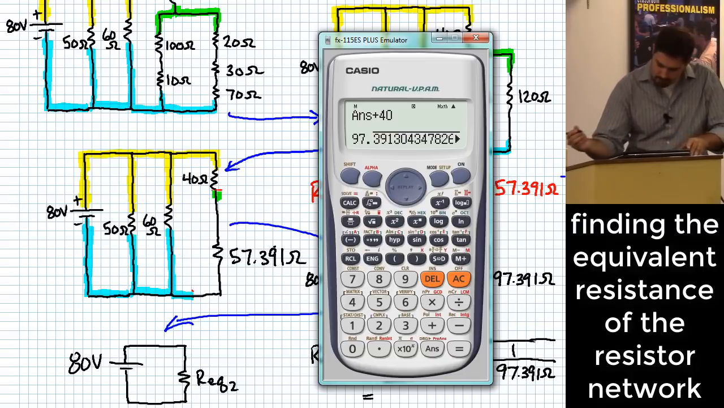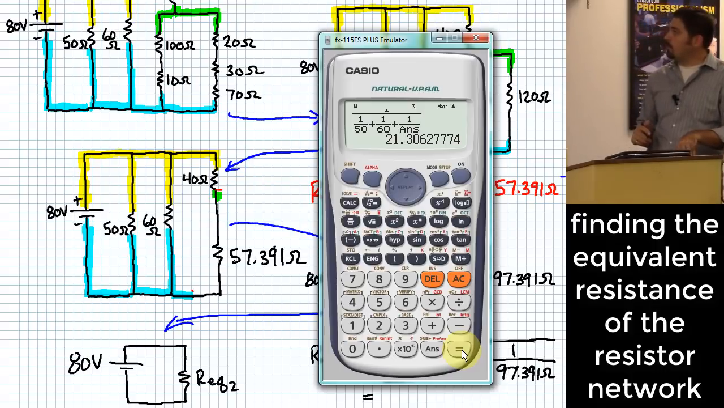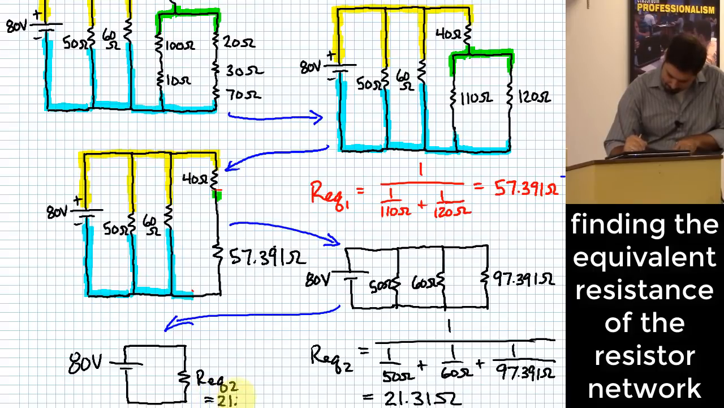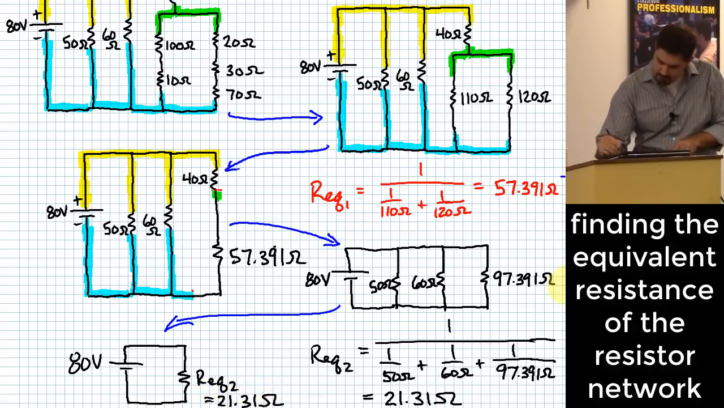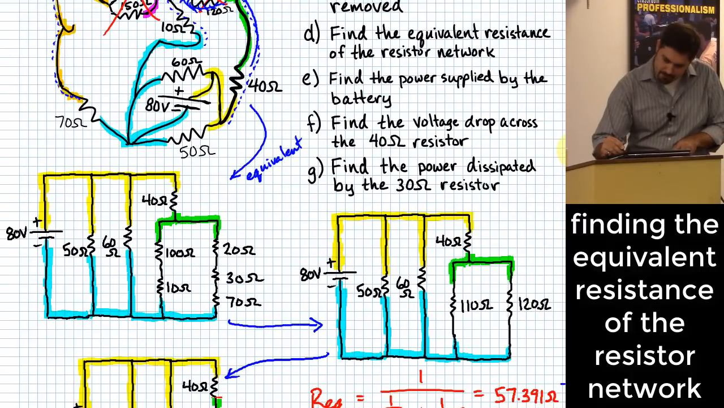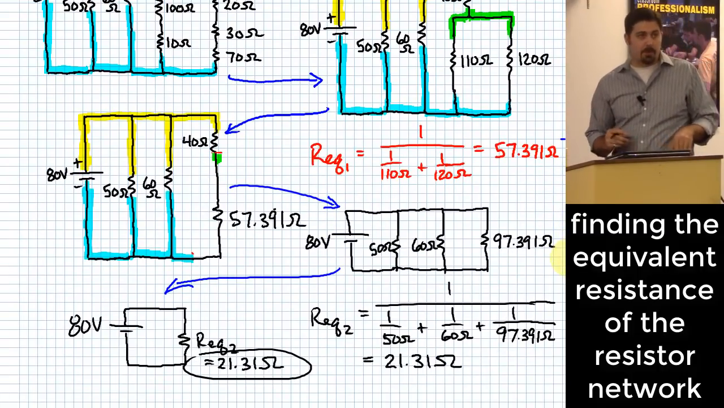Okay. All right, so I do 1 over 50 plus 1 over 60 plus 1 over my previous answer. That gives me 21.31 ohms. And that is the answer to part, what was it? D. We just found the equivalent resistance of the resistor network, 21.31 ohms.